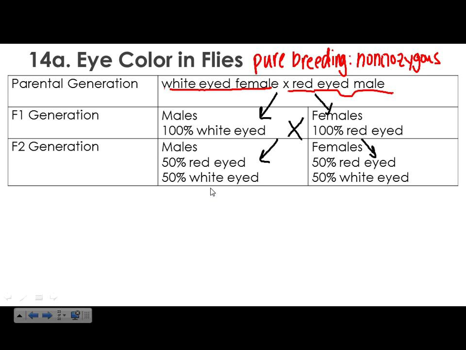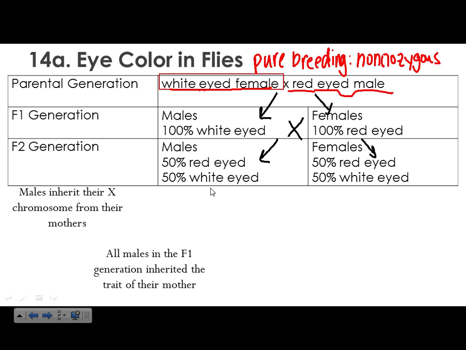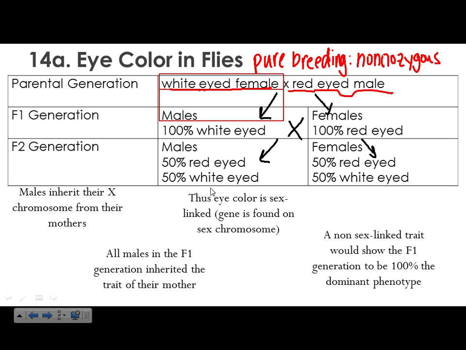So first question, use the data to explain why eye color must be a sex-linked trait in fruit flies. Males inherit their X chromosome from their mothers. What that means is that we see that all of the males end up being white-eyed because they all inherited that gene from their mother. All the males in the F1 generation inherited that trait from their mother. Thus, eye color is sex-linked because it is inherited differently for males than it is for females.